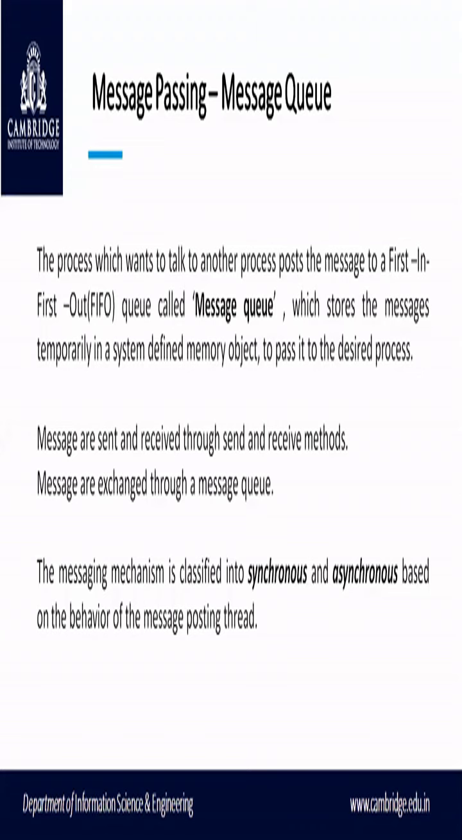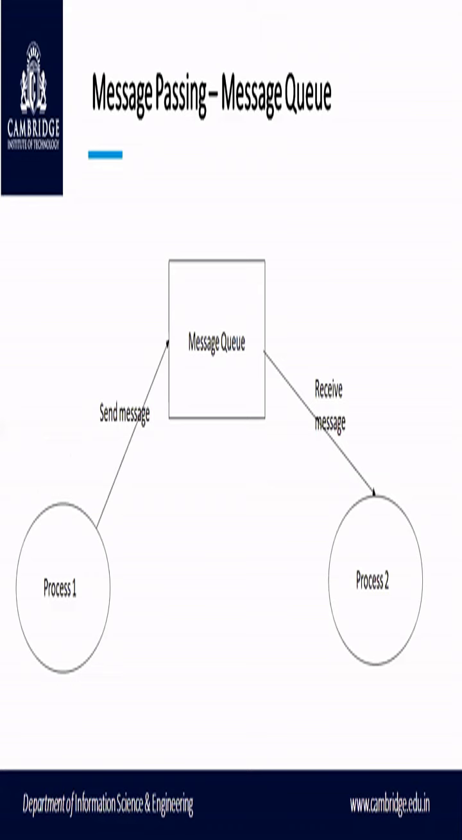Messages are sent and received through send and receive methods. You are going to create some send and receive methods, and using those methods messages are sent and received. So messages are exchanged using a message queue. You are going to create a message queue using the concept of first in, first out. The messaging mechanism is classified into synchronous and asynchronous based on the behavior of the message posting thread. Based on the behavior of that thread, it can be considered a synchronous or asynchronous way of communicating.